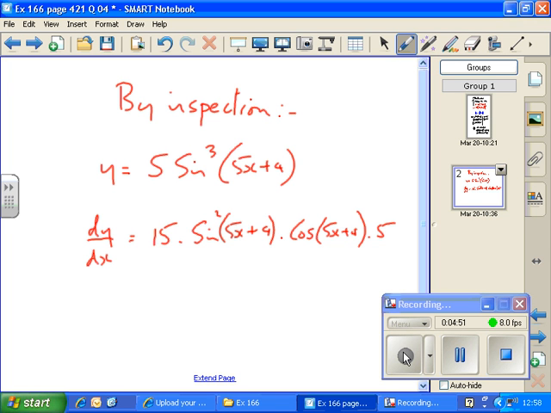And then tidying up, we've got 5 times 15 is 75, sine squared 5x plus 4 times the cosine of 5x plus 4. Not a straightforward one, but have a look at the question in the textbook.